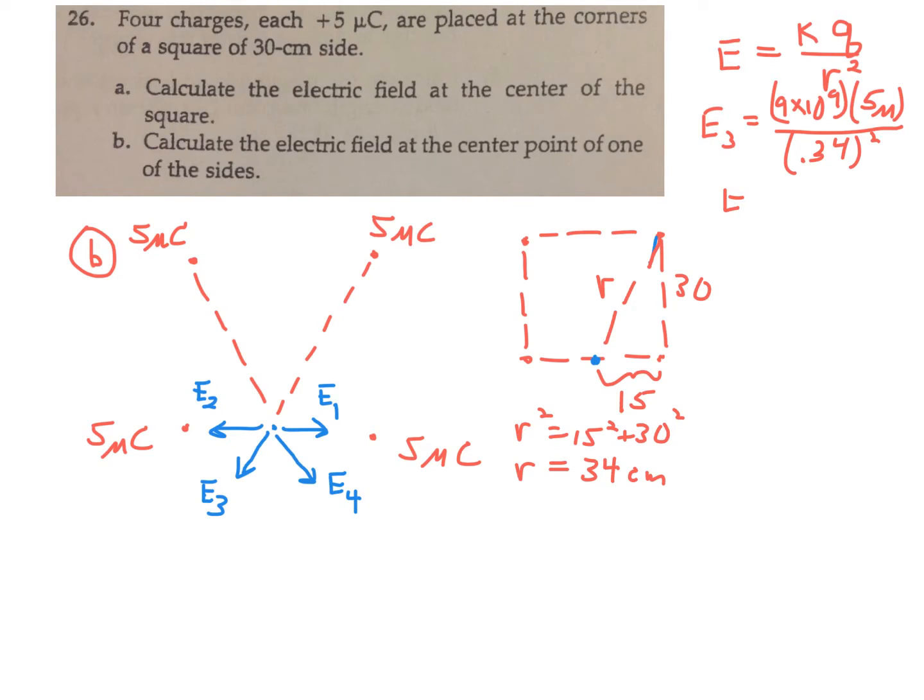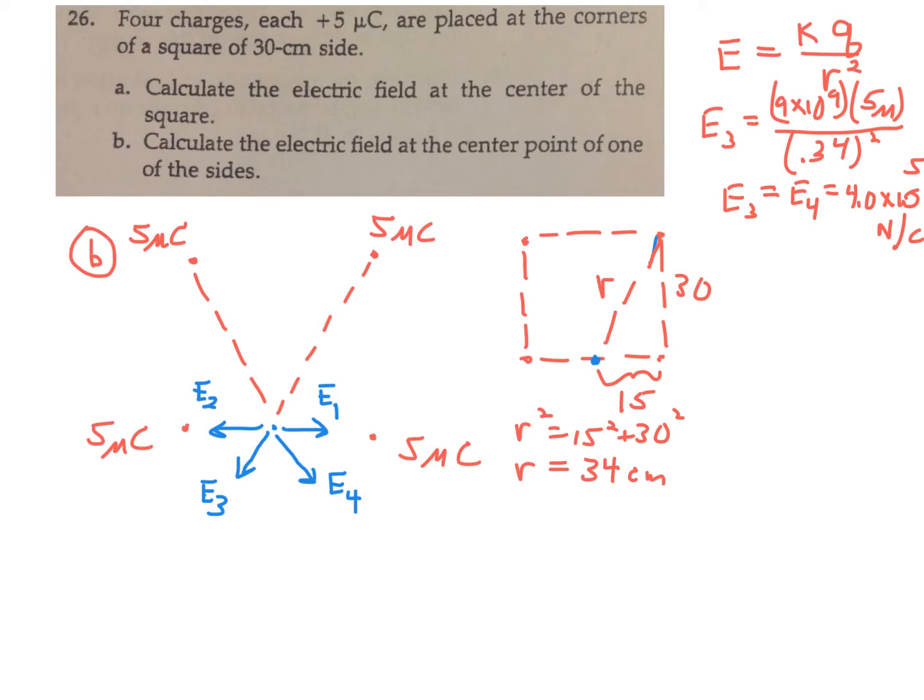So if I calculate E sub 3, which will also be equal to E sub 4, I'll just write that down. They're both the same size. Comes out to be 4.0 times 10 to the 5th newtons per coulomb. That's what E3 and E4 are.